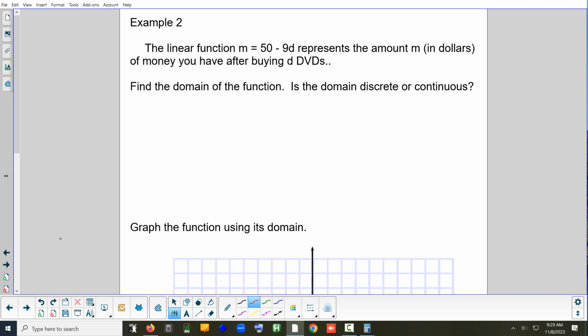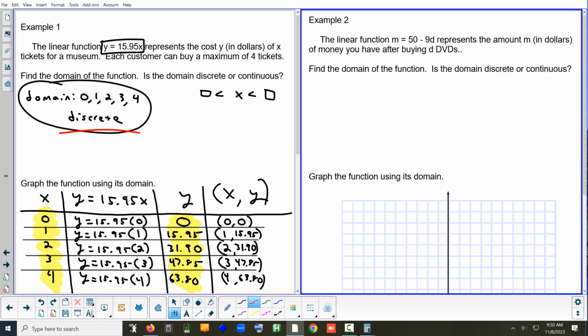So you'll make your table. Start with D equals 0 when you're graphing it. And then keep going up until you run out of money. Right? If it would cost you more than $50 to buy the amount of DVDs you want to buy, you can't do it because you only have 50. All right. So that's how you'll do your graph. And then the domain, you'll write that down just like we did the last one.